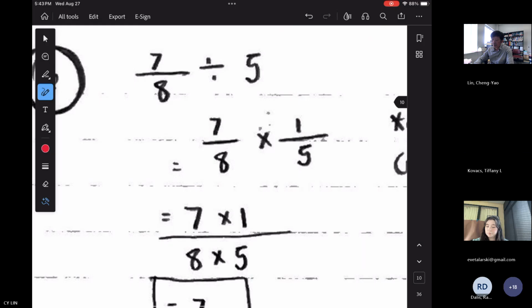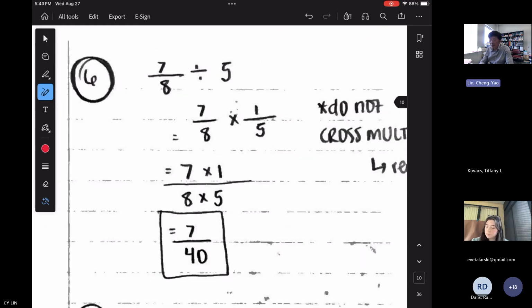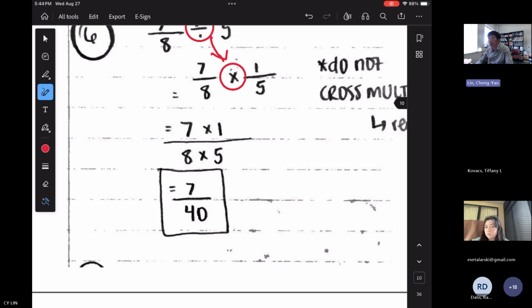Next problem. 7/8 divided by 5. So we have 7/8 times... Because I already explained this to you, right? So I can just simply multiply by the inverse. So I can just multiply by 1/5. Therefore, 7 times 1 divided by 8 times 5. So therefore, we have 7/40 for this problem. Final answer, yes or no?